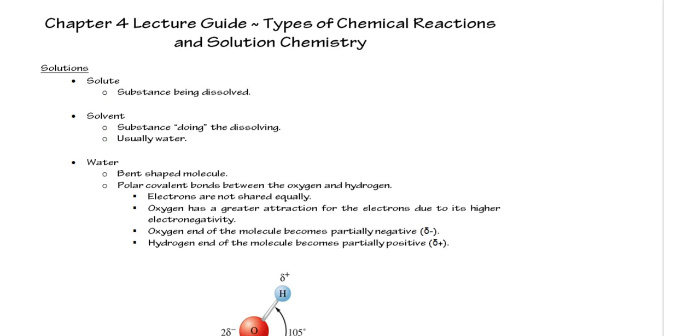Chapter 4 is one of my favorite chapters of the whole year. In Chapter 4, we'll get into the different types of chemical reactions. So if you're in an AP Chem course, hopefully that's something that excites you. We need to start out with a little review of solutions.